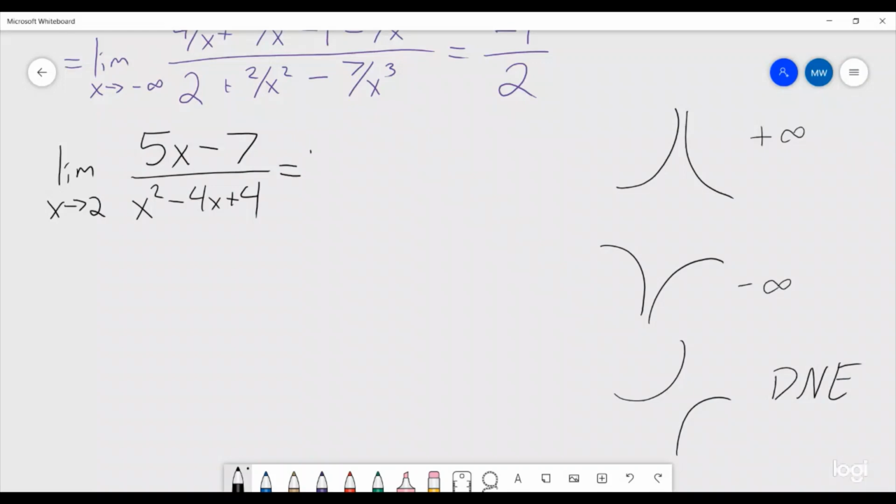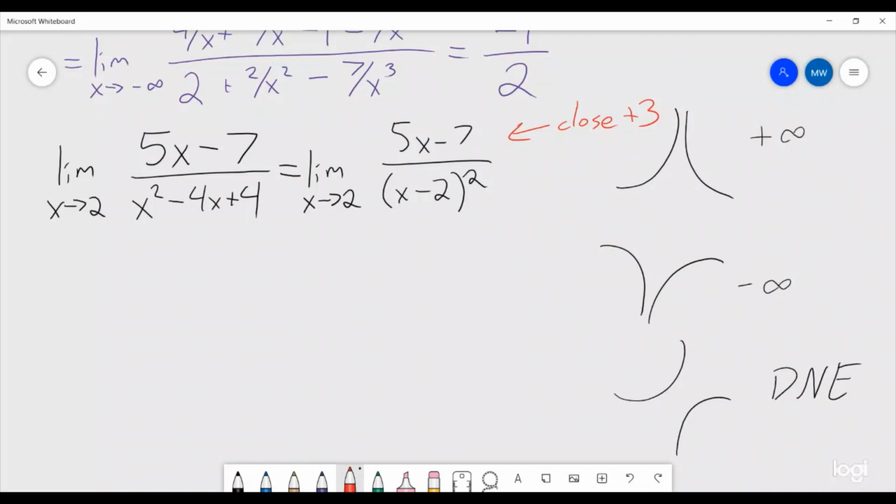Well, what we can do is rewrite this as the limit as x goes to 2 of 5x minus 7 over x minus 2 squared. So we can think of what's happening as x is getting really close to 2. When x is close to 2, the top is getting close to positive 3, because we're getting close to 2, so it's about 10 minus 7. So it's close to a positive 3. And as x gets close to 2, the bottom is getting close to 0.